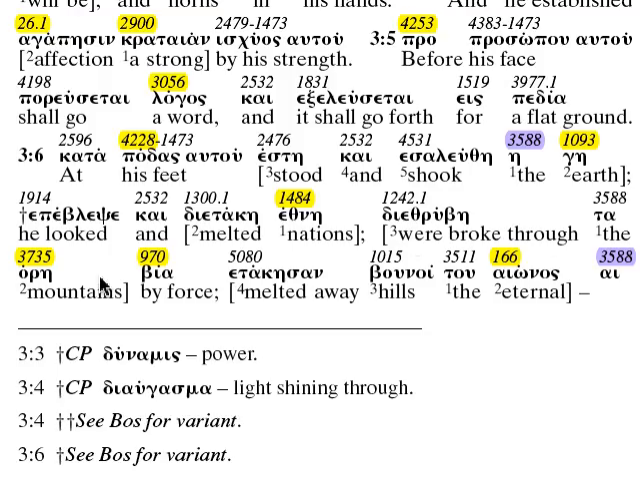The mountains, ori, oros, the ori and oros are derivatives, were broken through by force. Via, we have a biathlon. It's an athletic endeavor by force. The eternal Ionos, the eternal hills melted away. God has control over the earth and what's going on.